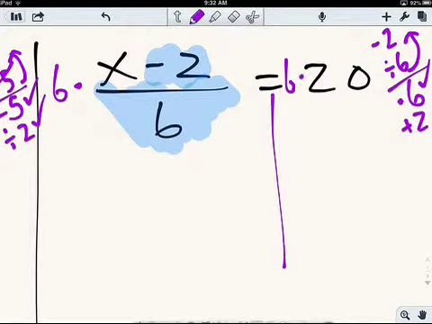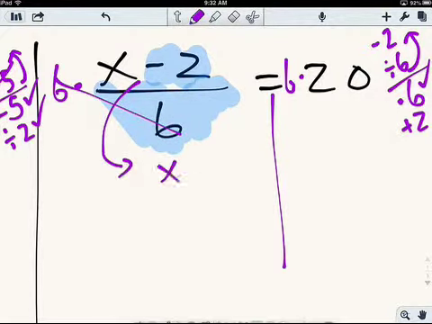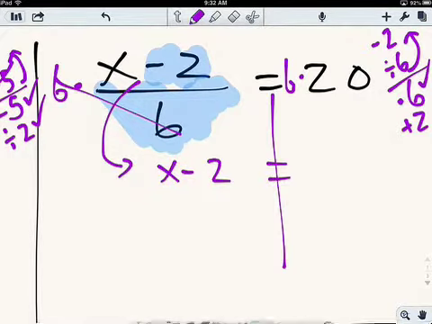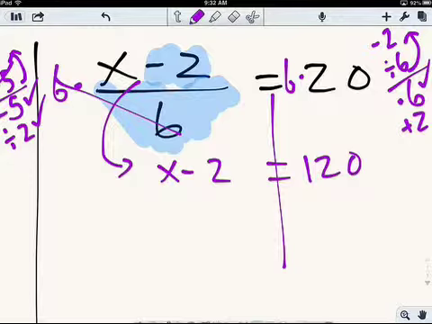I'll put a little 6 times right there because you have to do equal things to equal sides. 6 divided by 6 is 1, so I don't really need to write that. It's canceled out, and all that comes down is this x minus 2. And then I do 6 times 20, and that's 120. Now I've multiplied by 6, and it indeed got rid of the divide by 6. Now I need to get rid of the minus 2. I'm going to add 2.